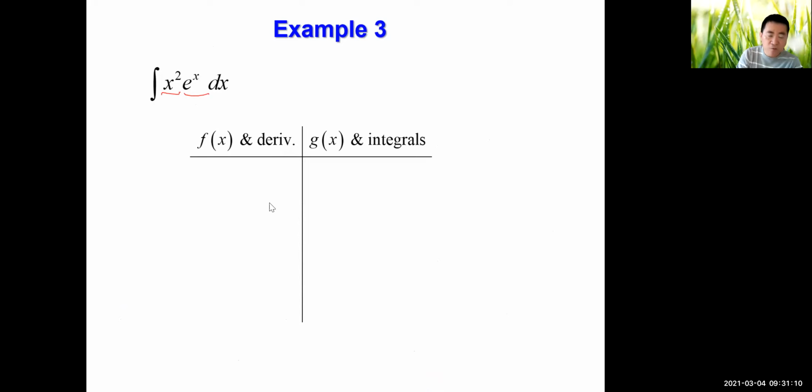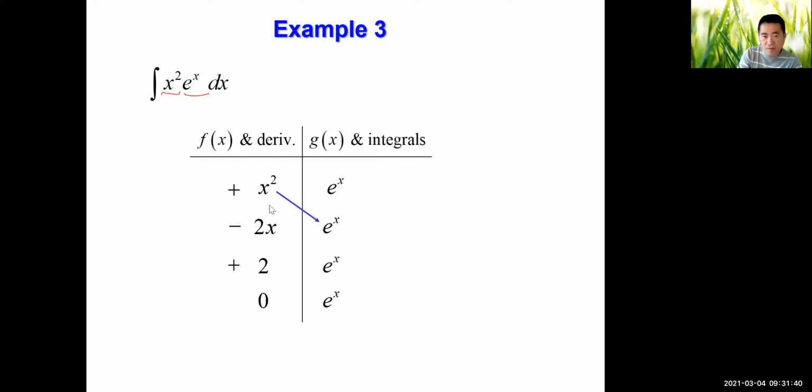What we do is start with x squared, and take a derivative, 2x, second derivative, 2, take a derivative, 0. For the other function e to the x, you're going to find the integrals or antiderivatives. In this case, it's e to the x, that's e to the x, that's e to the x. And then the sign will be alternating positive, negative, positive, negative.